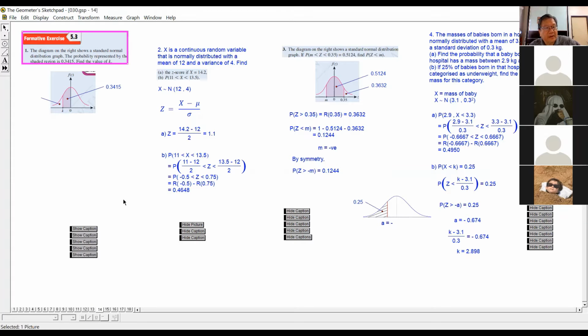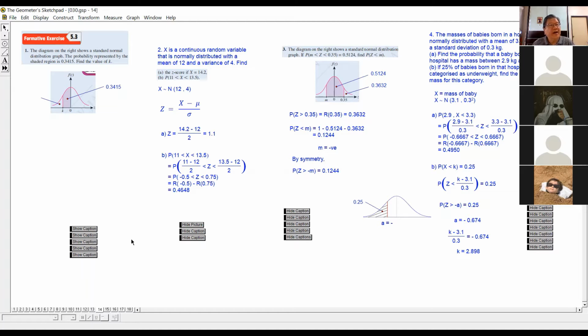This one. The diagram on the right shows a standard normal distribution graph. The probability represented by the shaded region is 0.34155. Find the value of k. Okay, right. Now, in this question, you are given the graph, and this is the graph of the standard normal distribution, the z-score graph. So you must know how to interpret the graph.